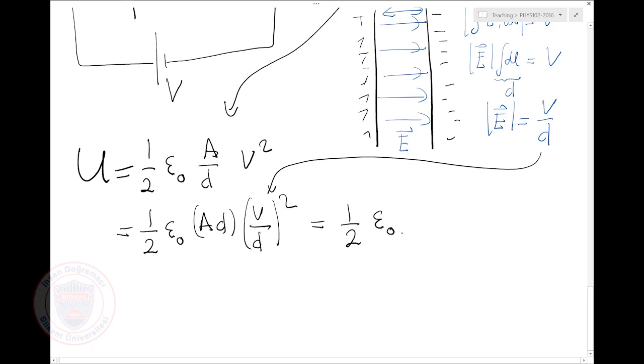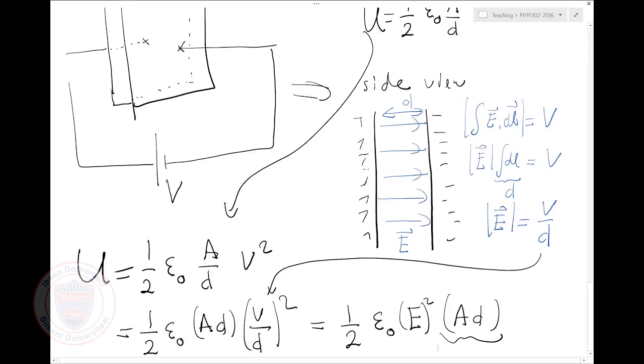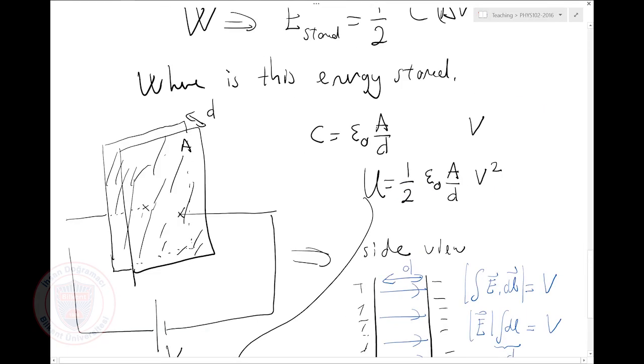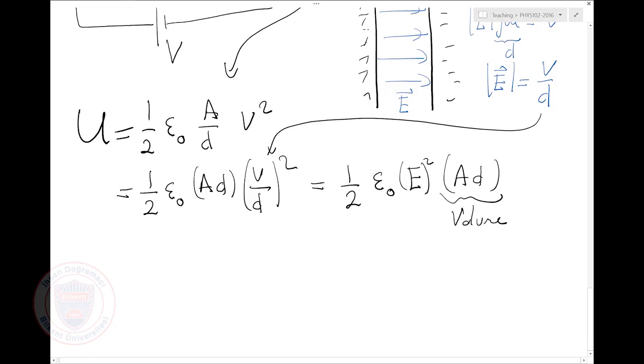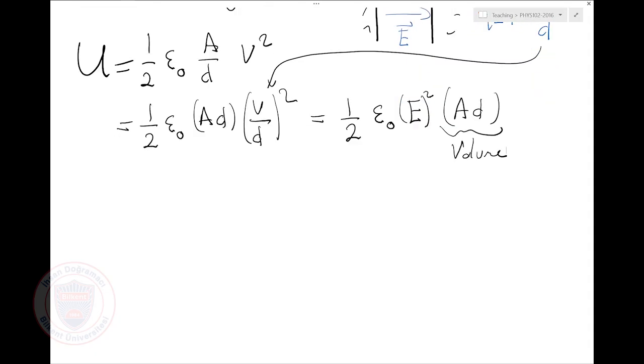1/2 epsilon 0 electric field square times A times D. What's A times D? It's the volume of the region between the parallel plates, right? It's the volume that has electric field inside. So this is the volume. So here is my claim. I'm claiming that all this work went into energy which created the electric field.